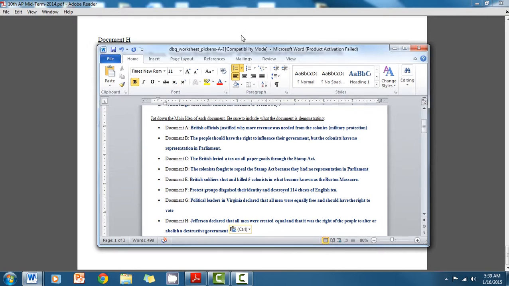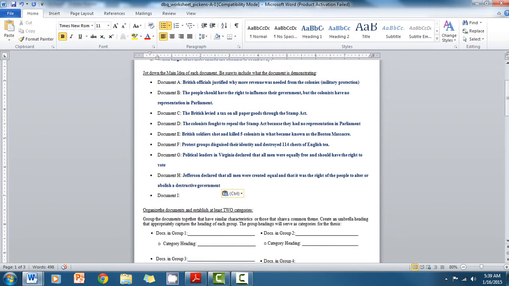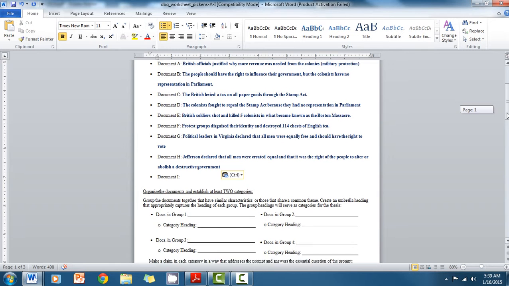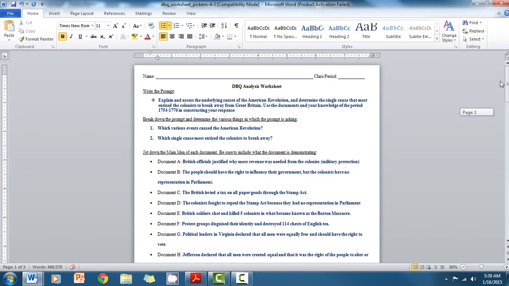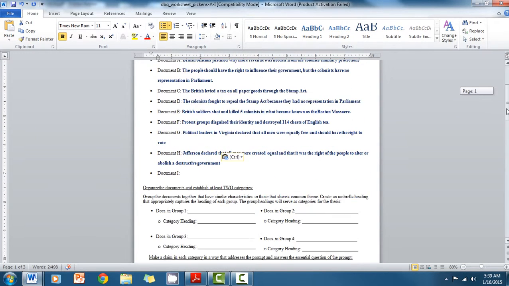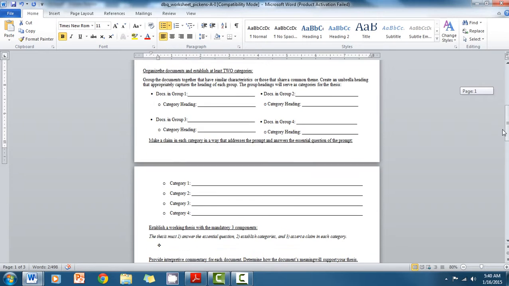And so once a student gets the main idea from each document, it's time to organize the documents and establish categories. Now the tough part about this prompt is that the question did not suggest categories. It just asks you to assess the underlying causes. So we're going to have to establish different categories of causes. There are so many different ways that a person can do this. This is just one example of how to organize the documents.